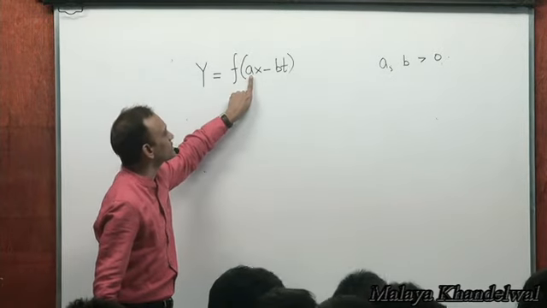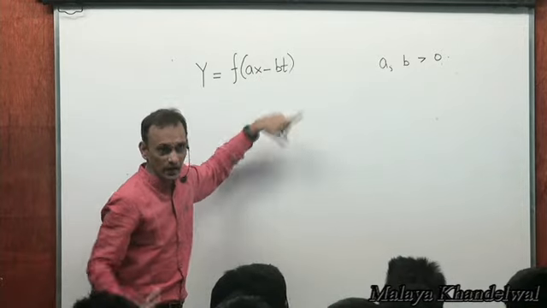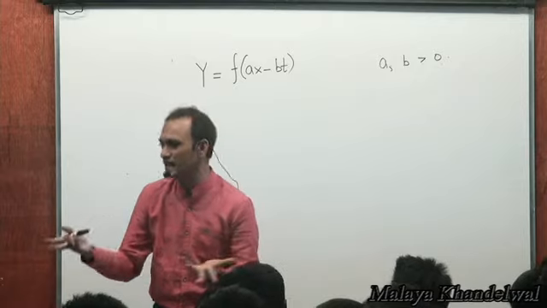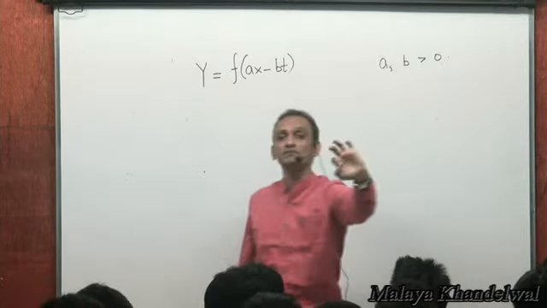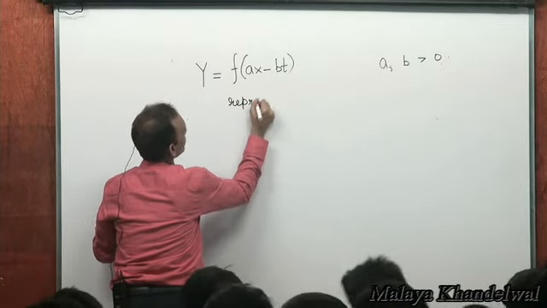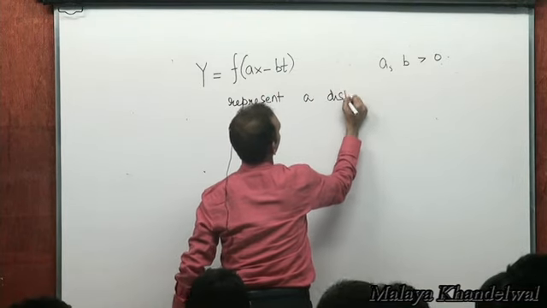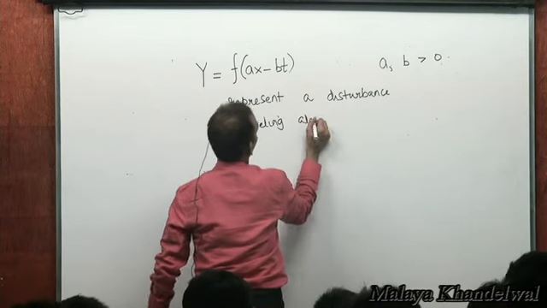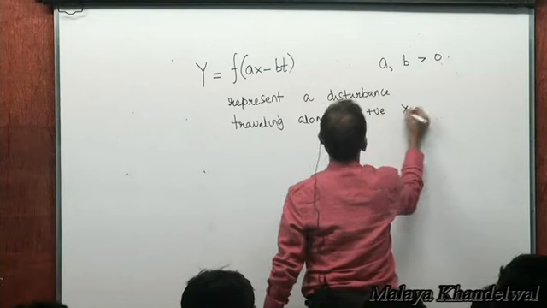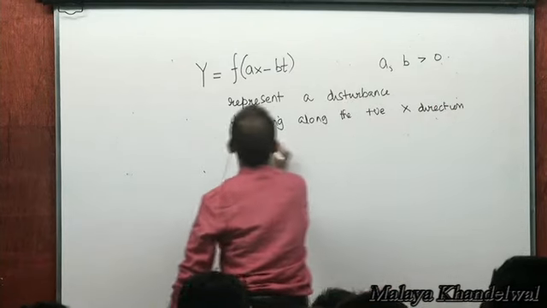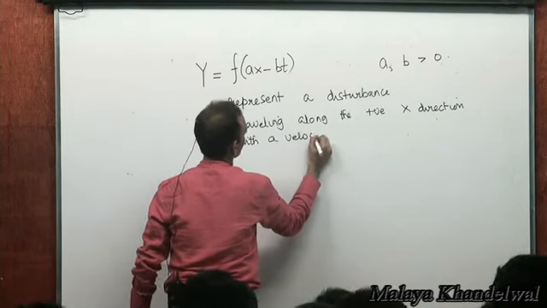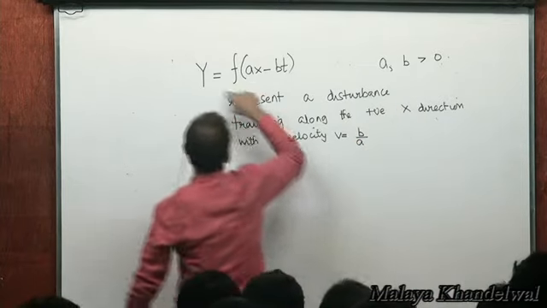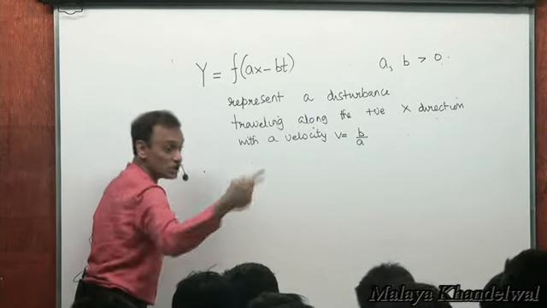So if I have displacement of the particles at various instants of time for various values of x going this way, a function of ax minus bt. When I say ax minus bt or bt minus ax, it's the same thing. It doesn't make any difference. But if a and b are positive numbers, make a note that this would represent a disturbance traveling along the positive x direction with a wave velocity b by a.